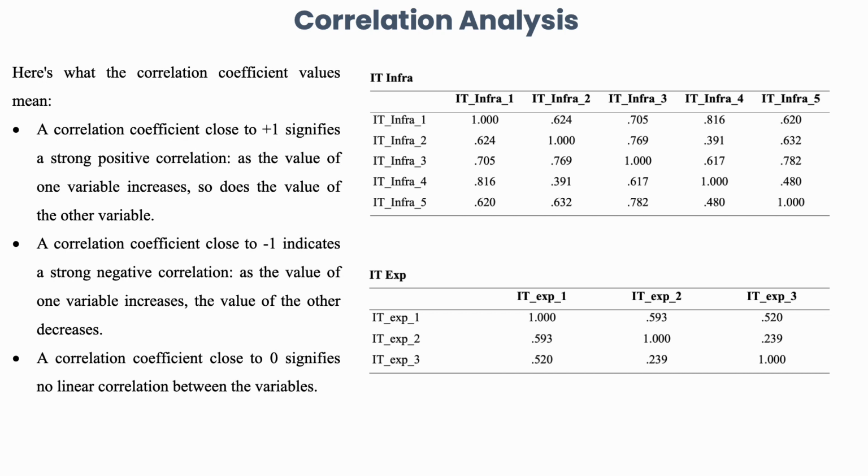Maybe let's take one last example, which is IT experience 3. IT experience 3 shows a moderate positive correlation with IT experience 1, which is 0.520, and a weak positive correlation with IT experience 2, 0.239. This suggests a moderate association between IT experience 3 and IT experience 1, while the association with IT experience 2 is a bit weaker.